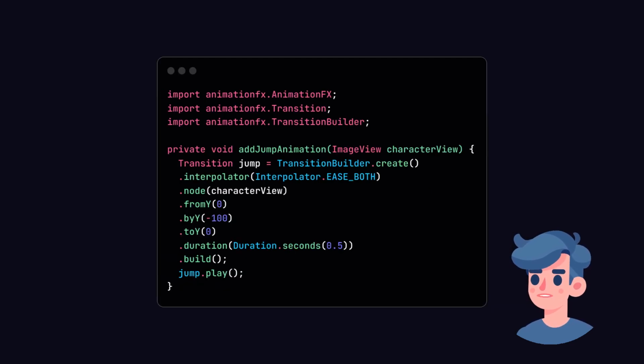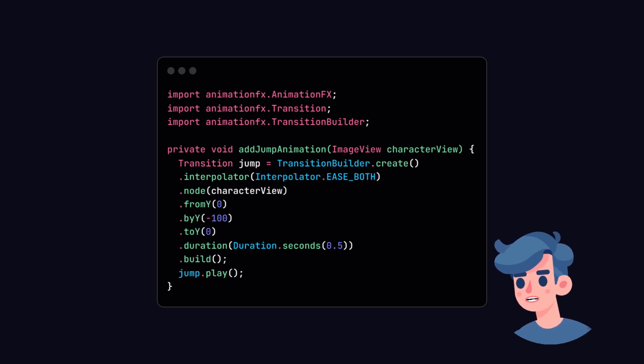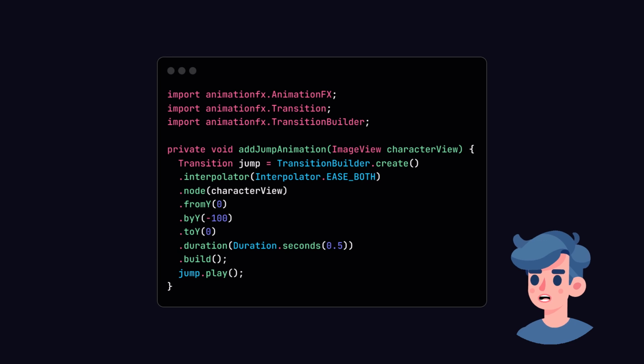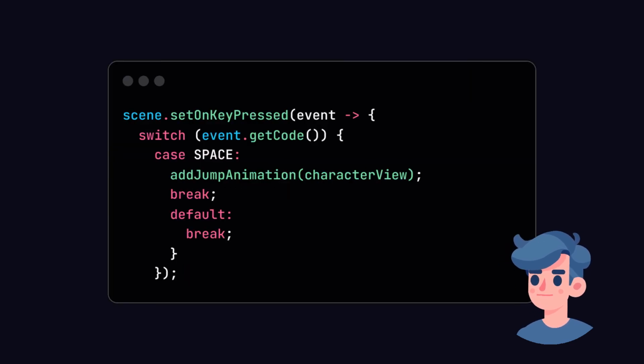With the character image set up, it's time to add some basic animations using AnimationFX. Let's create a simple jump animation for our character. Here, we've defined a jump animation that moves our character up by 100 pixels and then returns it to the original position. Now, let's call this function from our start method.